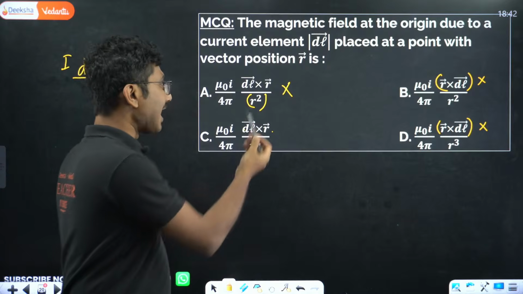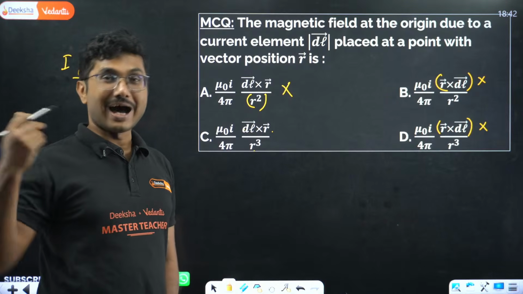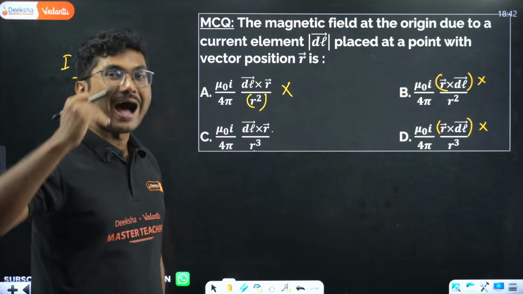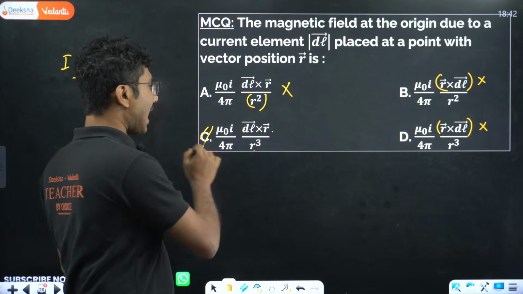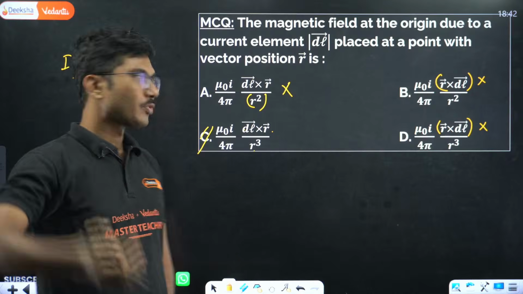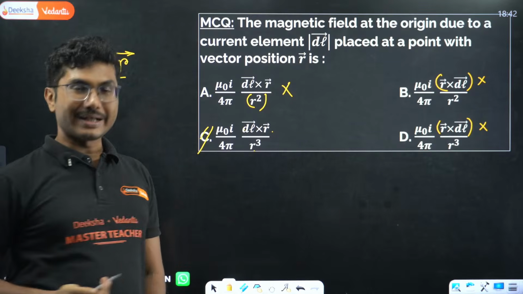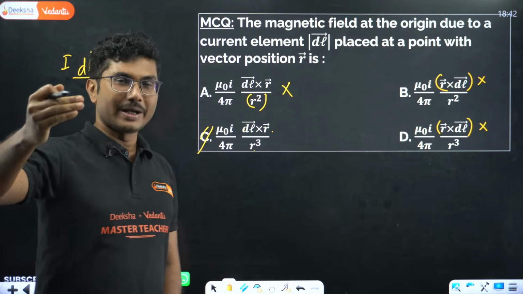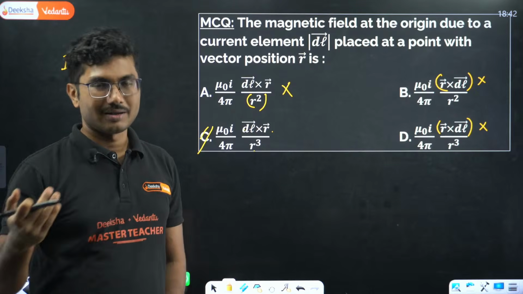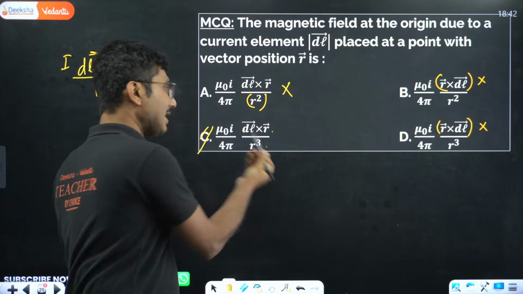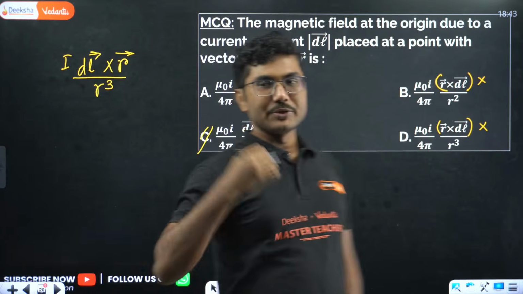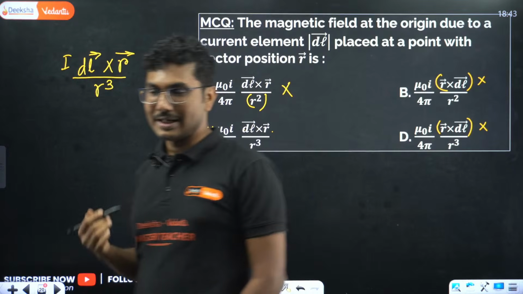Students think that it is r square, dl cross r cap, r square, dl cross r vector, r cube. Okay, because r cap is a unit vector, it is not increasing the value. So here when you are using r vector, that is increasing the value by r times. So to compensate that, you have to divide by 1 extra r. Okay, so that's why there is an r cube. This is the correct answer. That's a very common mistake that everyone makes, right?